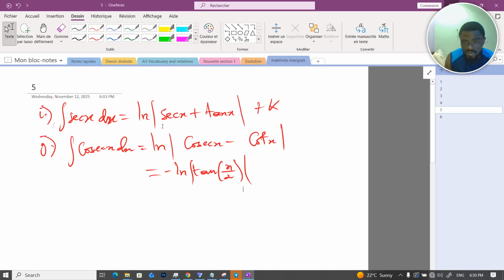In upcoming videos, we shall see how to prove each of these. They are not really complex, but for now we consider them to be complex. So we shall see how to prove each of these integrals.